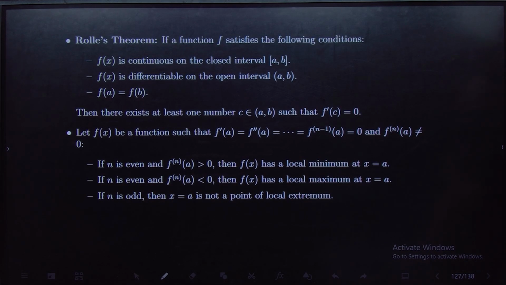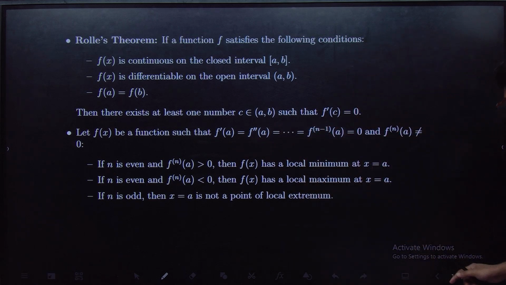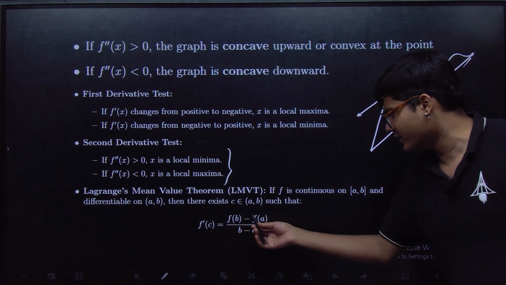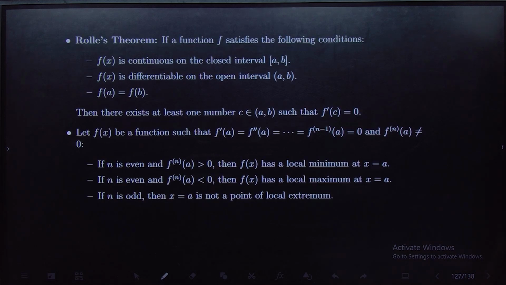Rolle's theorem is a special case of LMVT. So if f is continuous, f is differentiable and f(a) is equal to f(b), then there exists a point where f prime c is equal to 0, which makes sense, right? Because if f(a) is equal to f(b), the right hand side becomes equal to 0. So Rolle's is basically a special case of Lagrange's mean value theorem, right? Okay. Now this is a generalization, remember this.